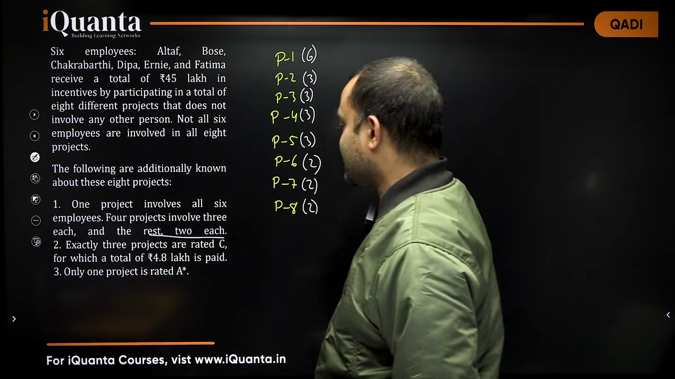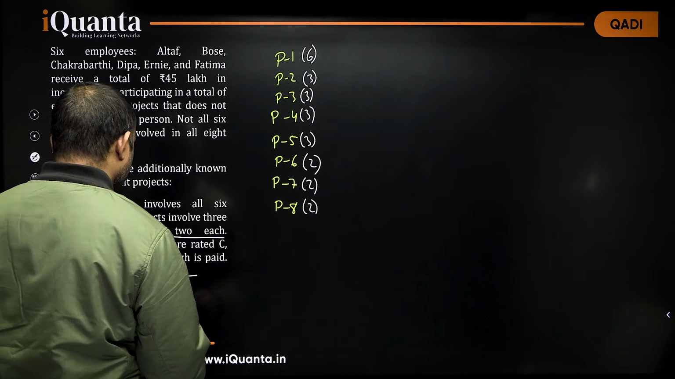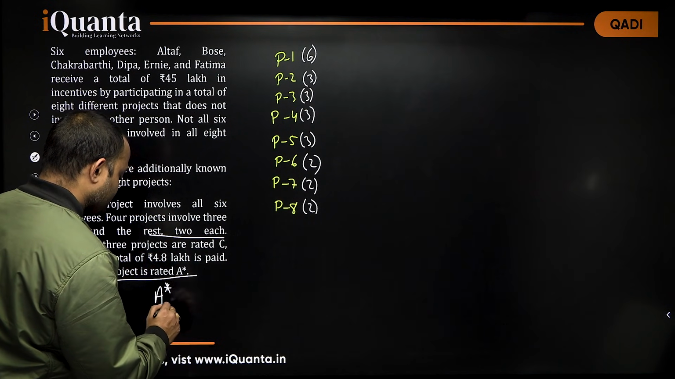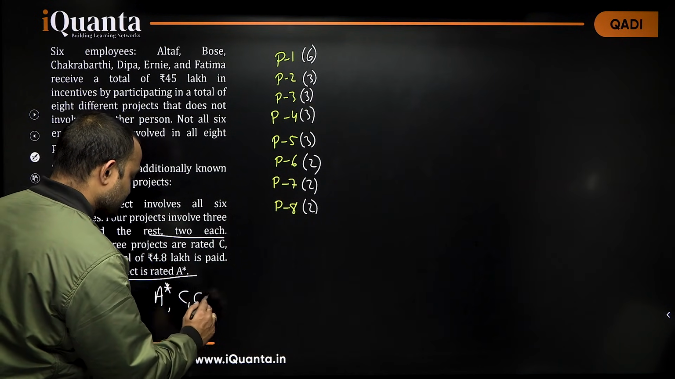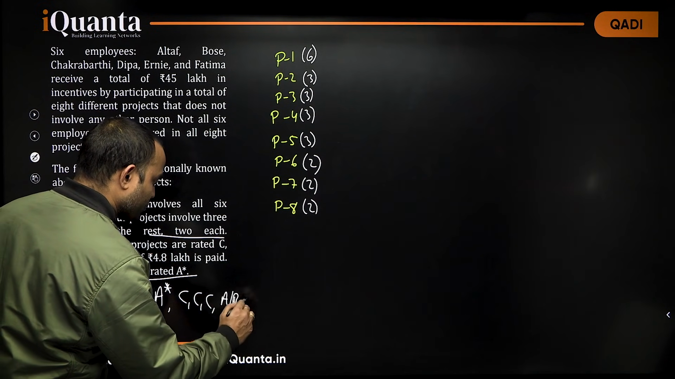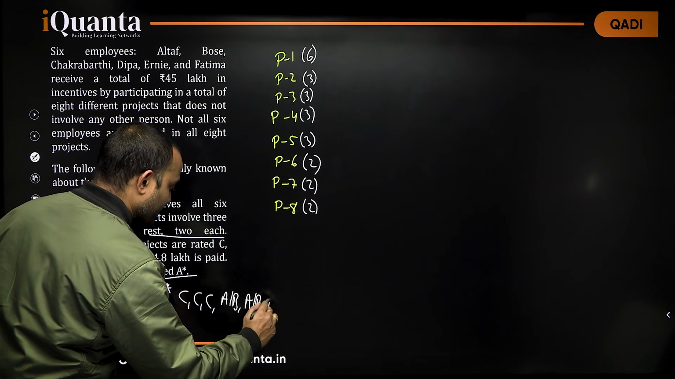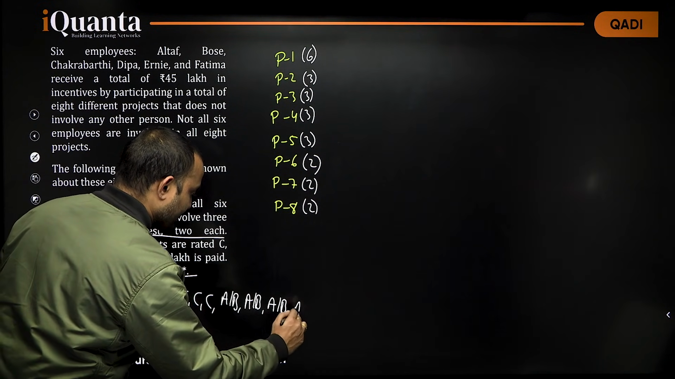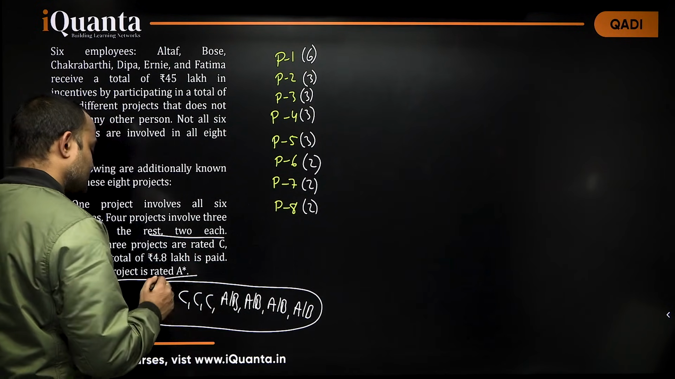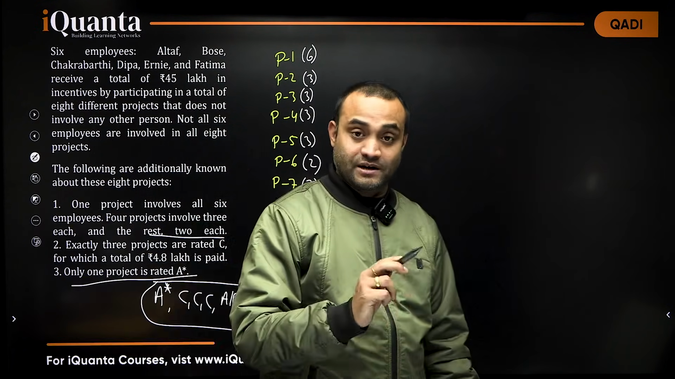Only one project is rated A star. So we know that we have one A star, then we have C, C, C. Rest of them could be A or B. Rest of the 4 projects are A or B. This will be the situation. These are the categories of incentives.